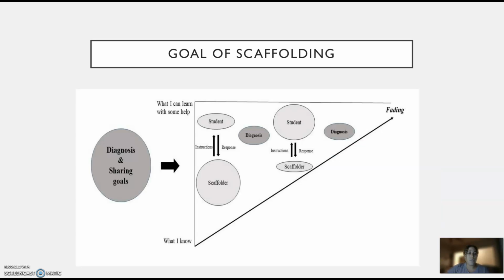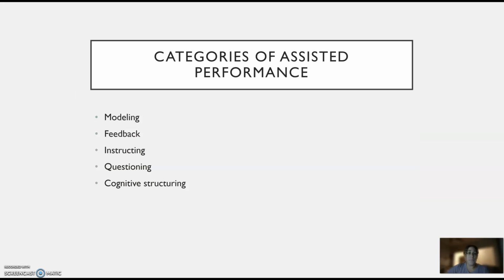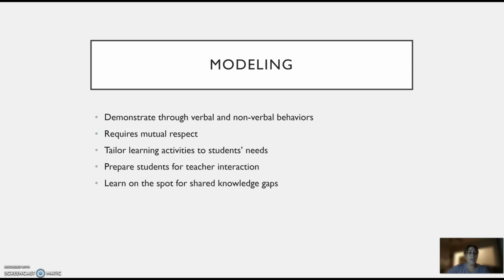Through my journal searches, I found this great diagram, and it shows how initially the student has minimal knowledge and the scaffolder has quite a bit of knowledge, and as you go through time, the student's knowledge grows and the reliance on the scaffolder decreases and fades away. There are 5 categories of assisted performance, and that includes modeling, feedback, instructing, questioning, and cognitive structuring.